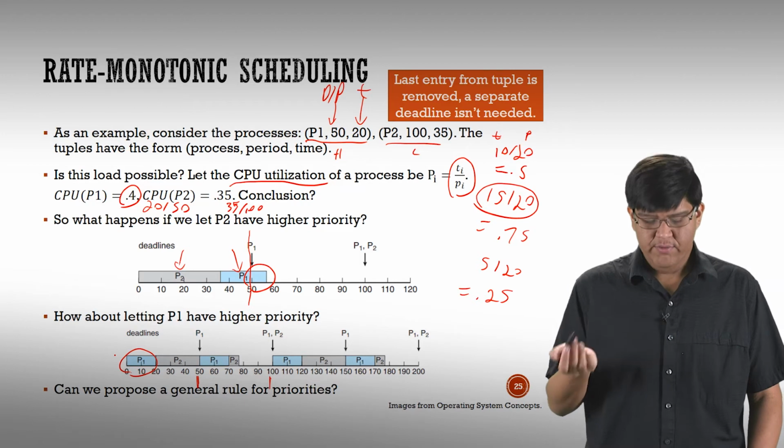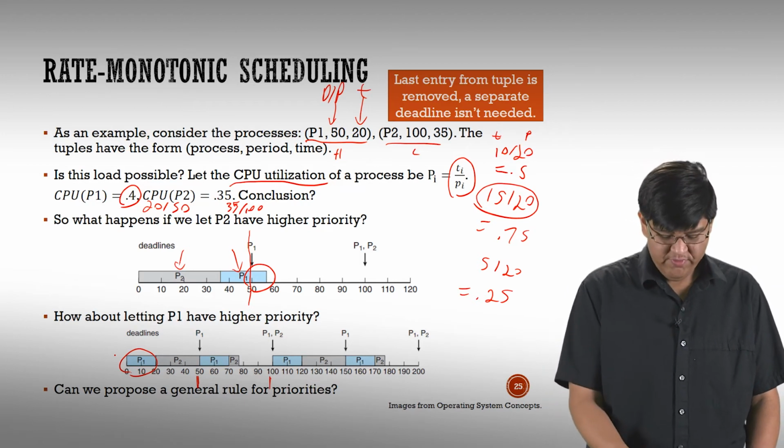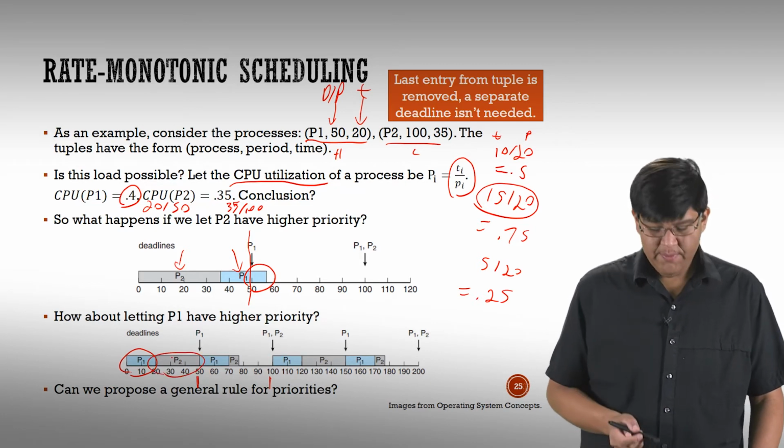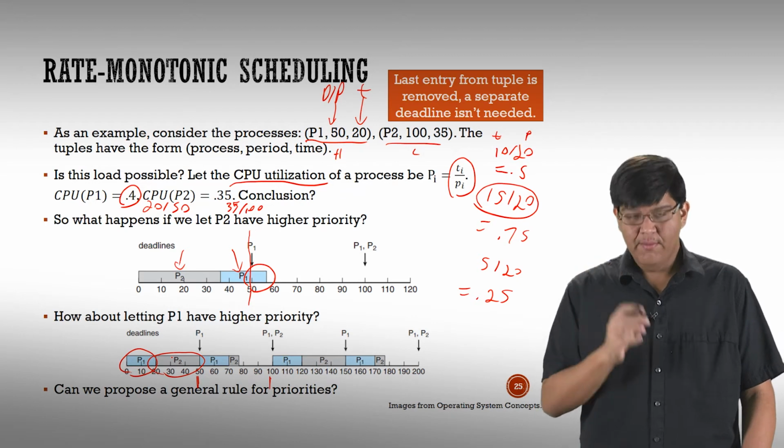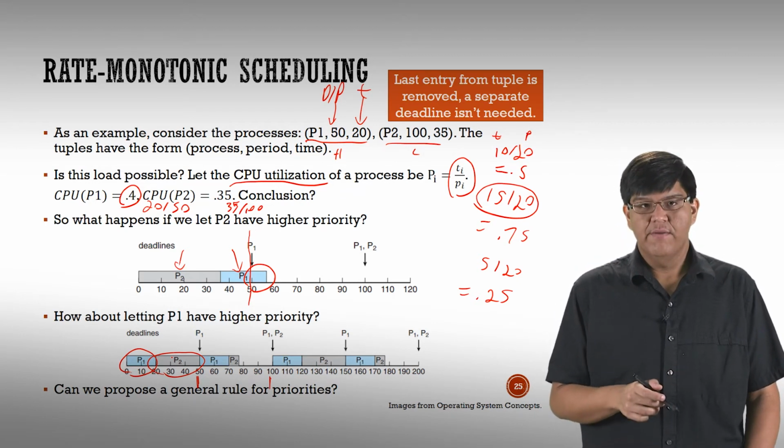So P2 gets to run, right? P2 is kind of waiting around. P2 gets to run for basically 30 units of time. Notice that I'm not saying 35, I'm saying 30 units of time here. Because what happens is, at the 50-unit mark, that's basically P1's period.